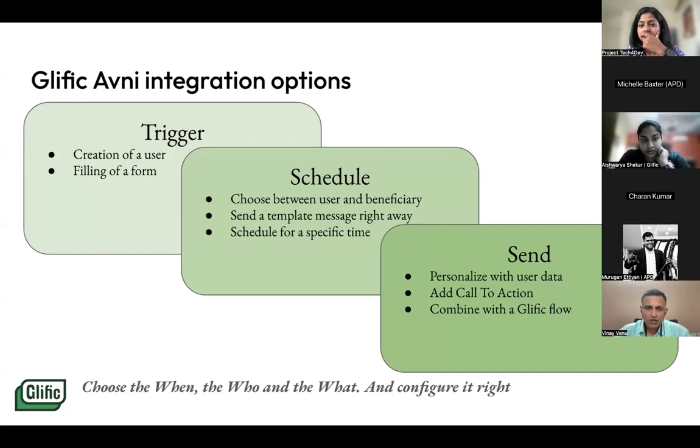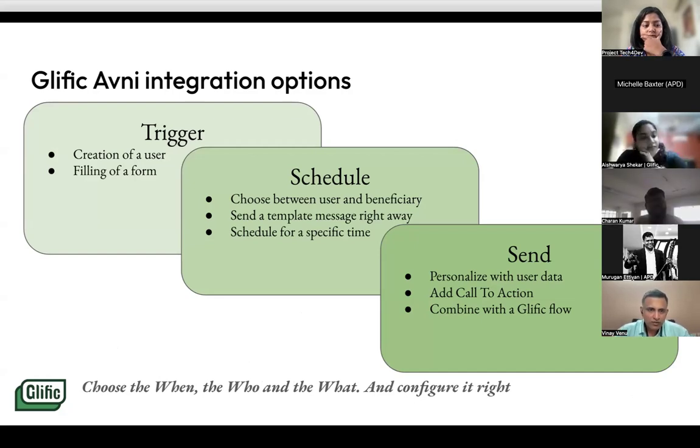So this is basically what Avni integration is really about. So consider a trigger. Right? A trigger is when you create a user or you fill in a form. A form can be anything from registering a beneficiary, enrolling them into a program, filling in a particular date. So these are all triggers where you can push a message to the beneficiary or to the user who made that entry. Okay, so that's a trigger.